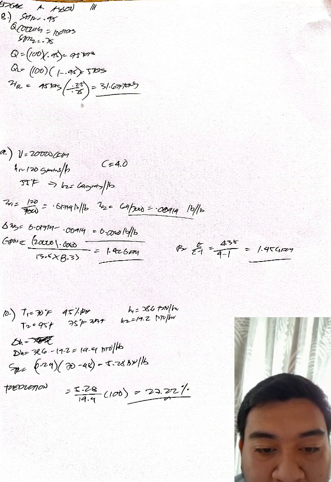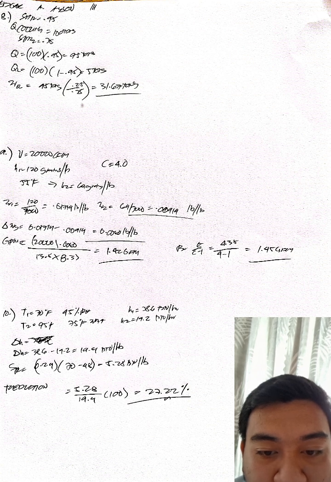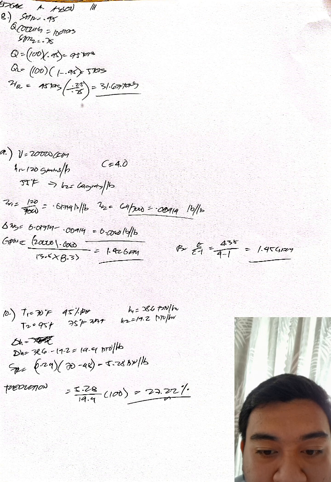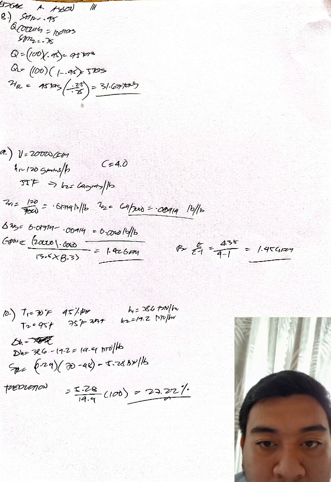Then the sensible rate is 0.24 multiplied by delta T, so we get the answer of 5.28 BTU per pound. For the reduction, we just divide the sensible rate by delta H and multiply by 100 to get the rate. So 5.28 divided by 19.4 multiplied by 100. The answer now is 27.2. So that is the reduction required.